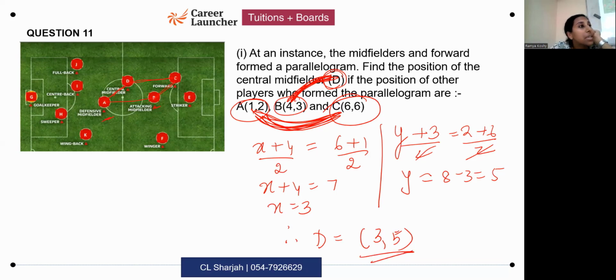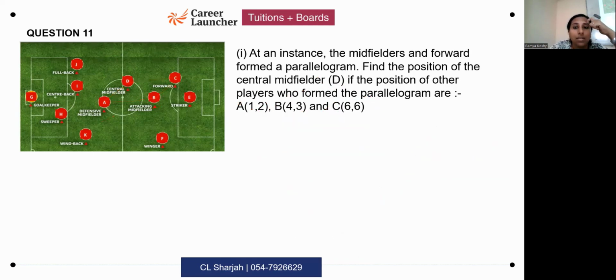This logic is very important for the coordinate geometry chapter. Missing vertex question or finding the meeting point of diagonals question for a parallelogram. The concept is the meeting point of the diagonals is the midpoint of both the diagonals. Diagonals bisect each other. Clear? Okay.